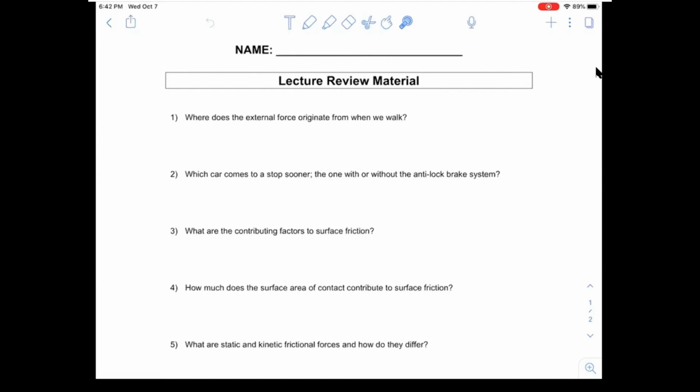Okay, question number 2. Which car is going to come to a stop sooner, the one with or without the anti-lock brake system? With anti-lock brake system. Very good. Give yourself 5 points for that one. The one with the anti-lock brake system will come to a stop sooner because? Well, because it'll hit the static point, then drop to the kinetic and then bounce back up to the static, and kinetic is constantly keeping itself averaged in a better place than just letting the tires roll.